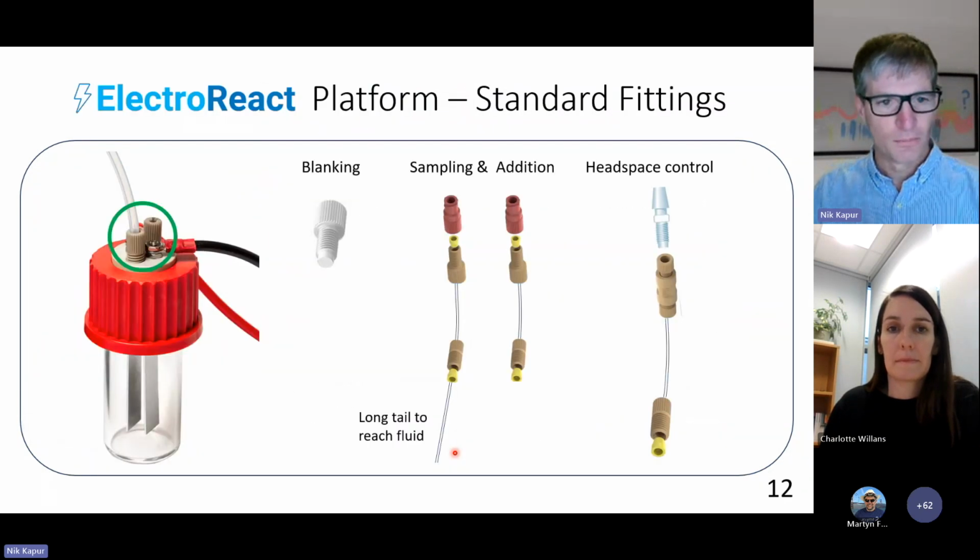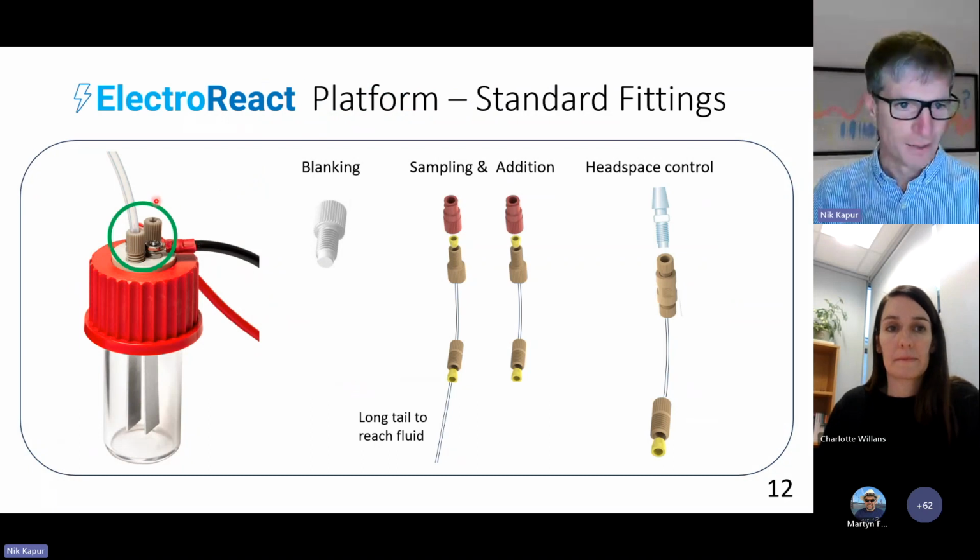So I'm just going to talk a little bit about the port fittings on the top. These are standard 1/4-28 fittings, and you can configure the top in different ways. You could leave it open, which would allow you to maybe sample using a needle, or you could fix a septum in the bottom of there, and you would push your needle through the septum. You could blank those ports off, or you could make sampling and addition lines.